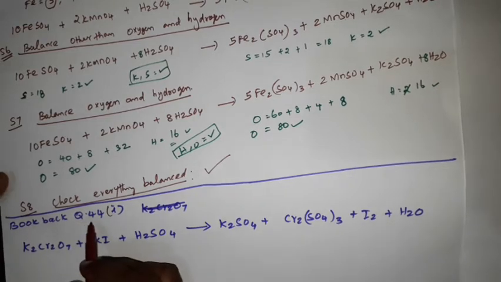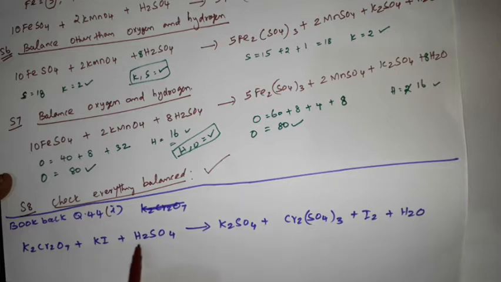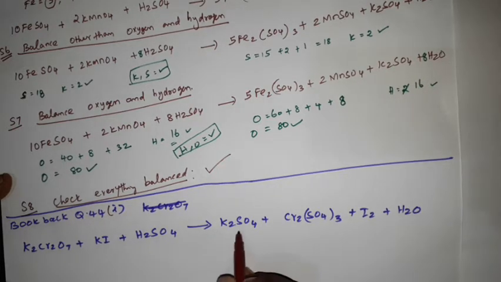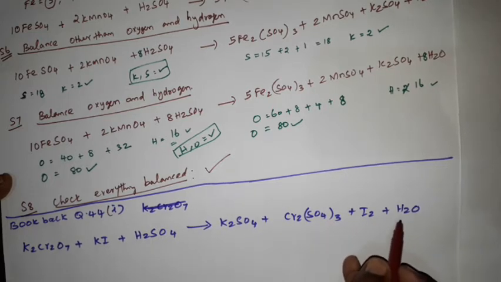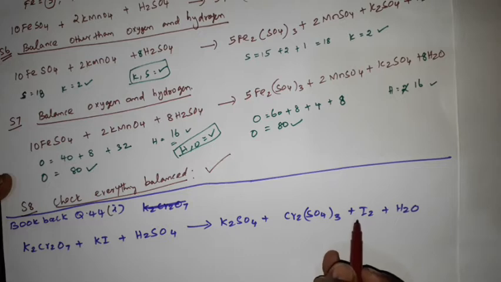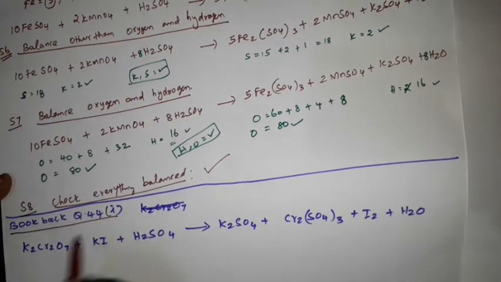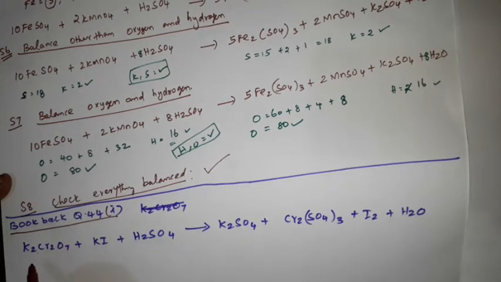Question number 44, first question. K2Cr2O7 plus KI plus H2SO4 gives K2SO4 plus Cr2(SO4)3 plus I2 plus H2O. So balance this equation using oxidation number method. So you are going to balance this question by using oxidation number method.